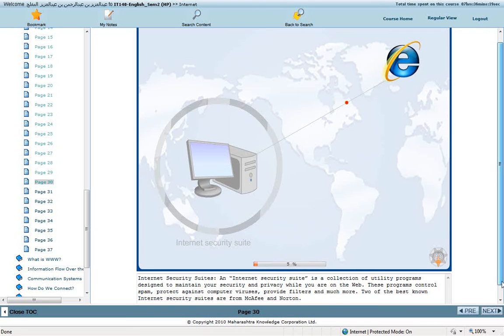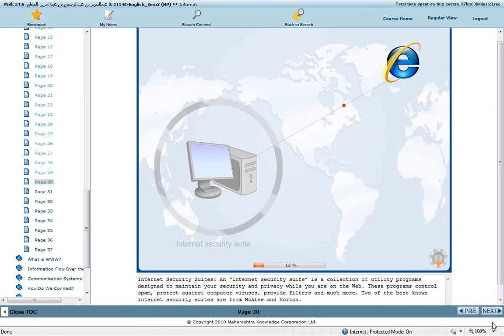Internet security suites. An Internet security suite is a collection of utility programs designed to maintain your security and privacy while you are on the web. These programs control spam, protect against computer viruses, provide filters, and much more. Two of the best known Internet security suites are from McAfee and Norton.